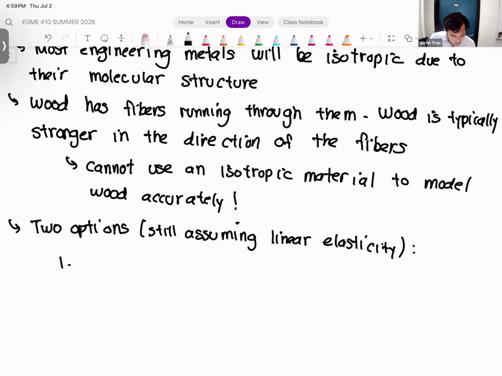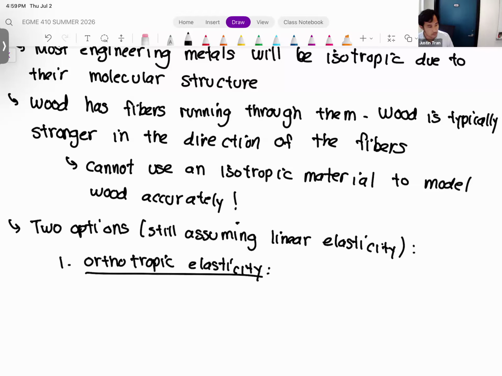The first option, the simpler one, is called orthotropic elasticity. This, I think, is typically the one that people think of when they think of materials that are not isotropic. Orthotropic elasticity allows you to specify different moduli and different Poisson's ratios in each of the Cartesian directions.